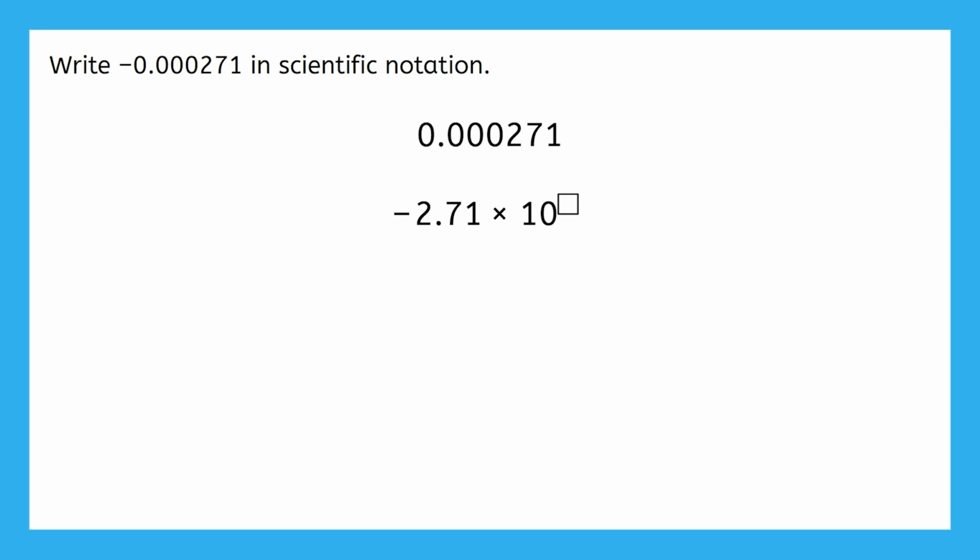Well, the decimal is now between 2 and 7. From there, how many places would it have to move to get back to its original position? 4 places. And should the exponent be positive or negative? Since we would need to divide to decrease the place values and get a decimal number, the exponent is negative. So this is negative 2.71 times 10 to the negative fourth.